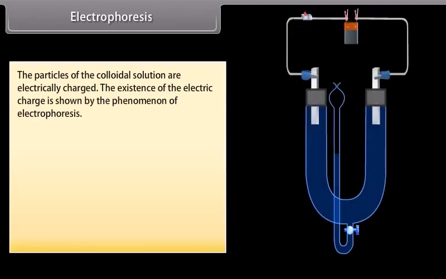Electrophoresis. The particles of the colloidal solution are electrically charged. The existence of the electric charge is shown by the phenomenon of electrophoresis.